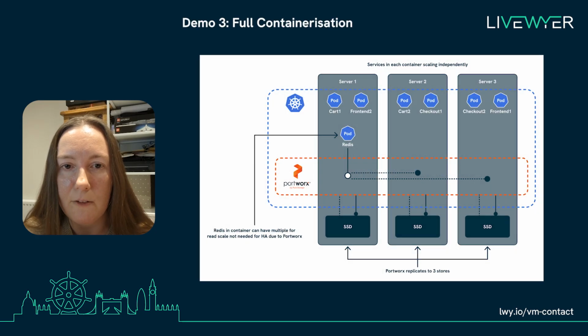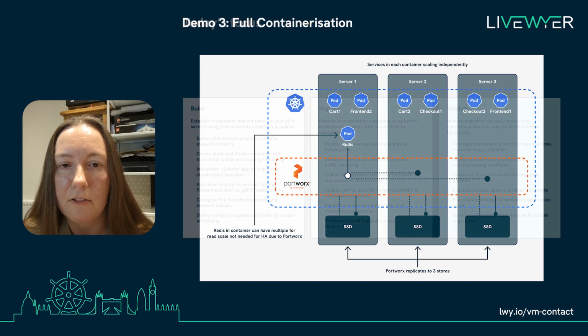The eventual goal is full containerization. Each service will run as a Kubernetes pod that can scale discretely and independently. Redis will also be moved to a pod, but because Portworx provides distributed storage with replication, we won't need multiple Redis instances for application data to be highly available. But today we'll focus on that crucial first step of proving that the migration pattern works.